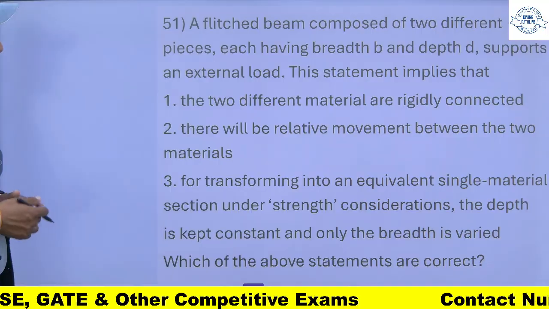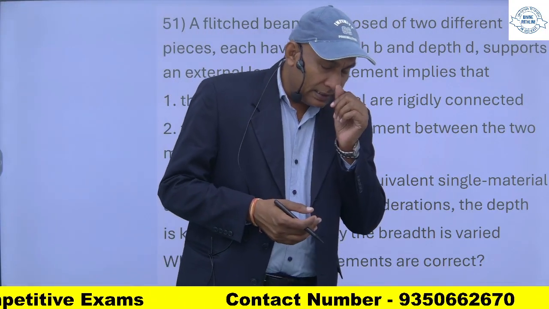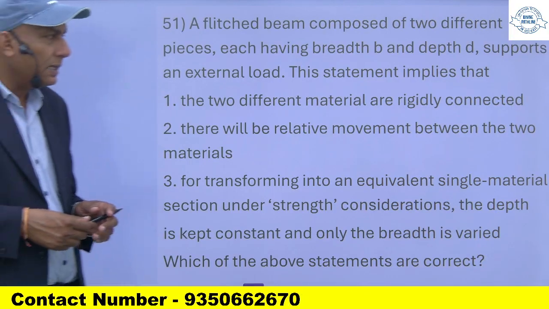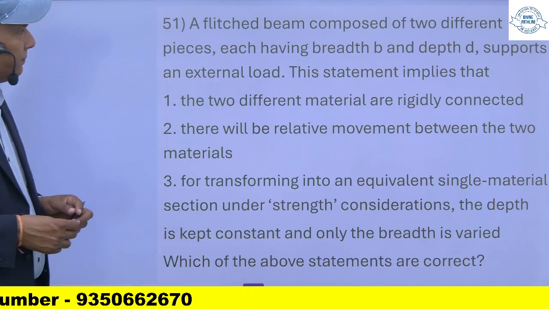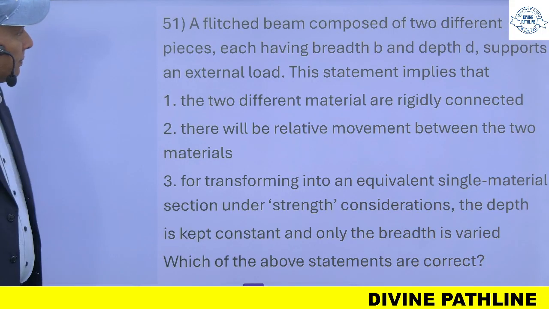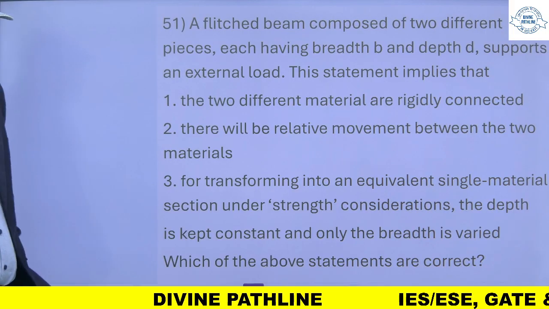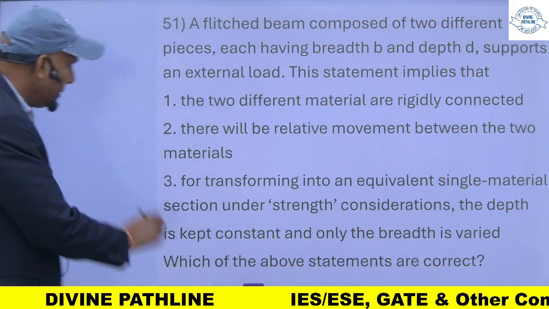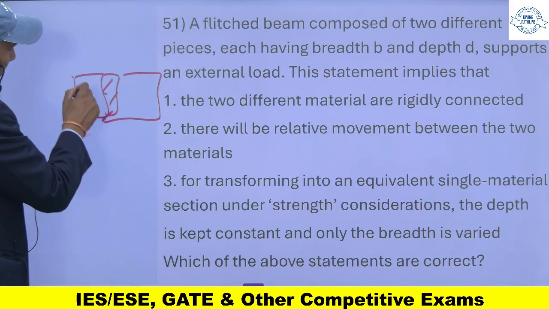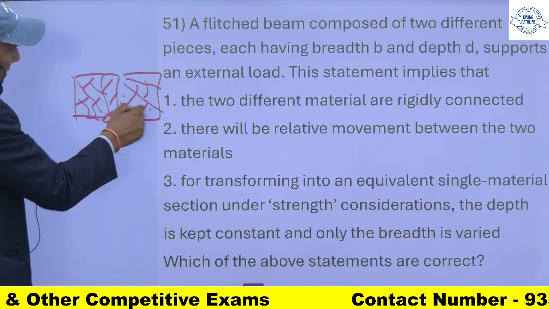A fleeced beam. What is a fleeced beam? A fleeced beam is a composite beam in which there are two metals. One is say steel and timber, or you can say steel and brass, or brass and aluminum. Suppose one beam is sandwiched between two beams, a steel plate is sandwiched between two timber beams like this. This is steel and this is timber. So this is a fleeced beam.